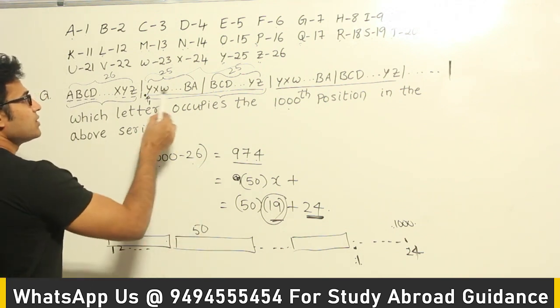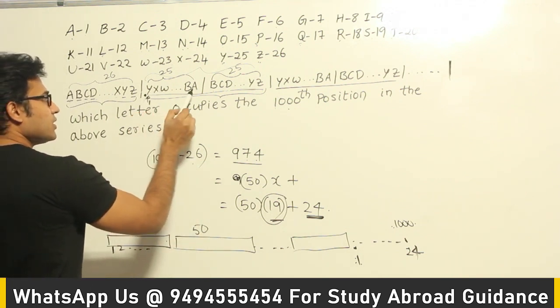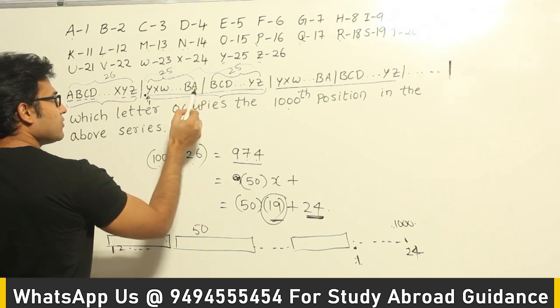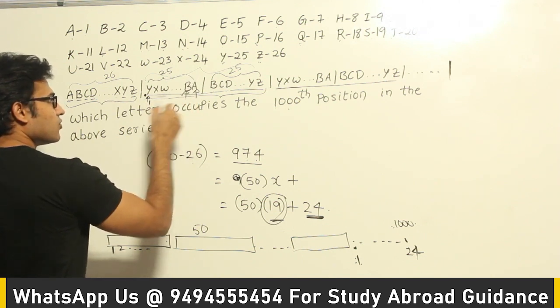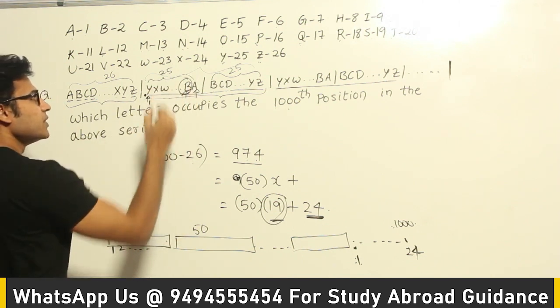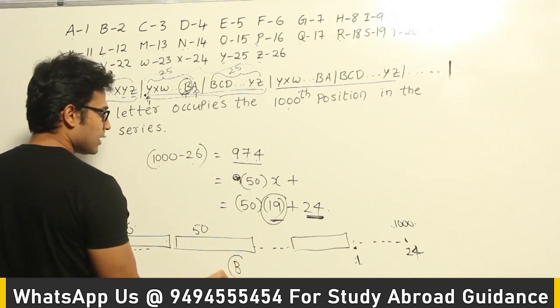Got it? So what is the 24th in this? This block totally contains 25, which means this is the 25th and this is the 24th. Therefore the answer is B. So B is the required letter.